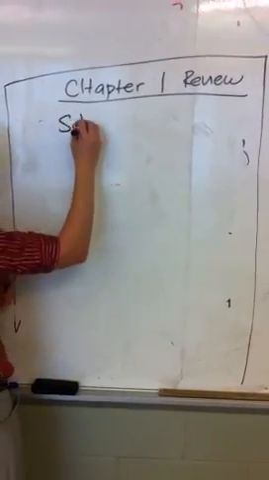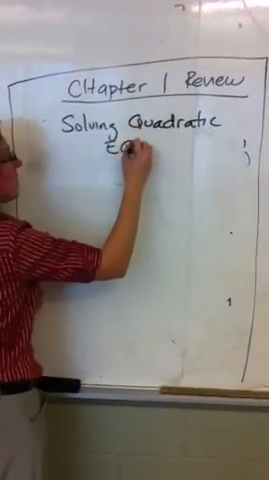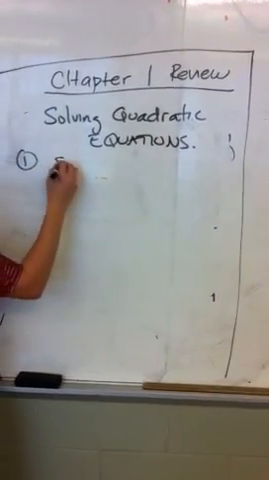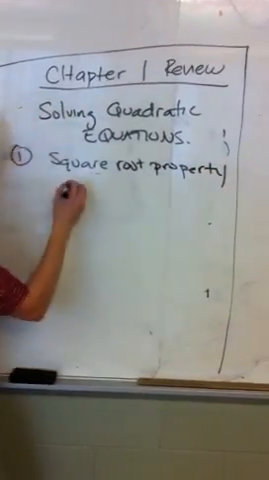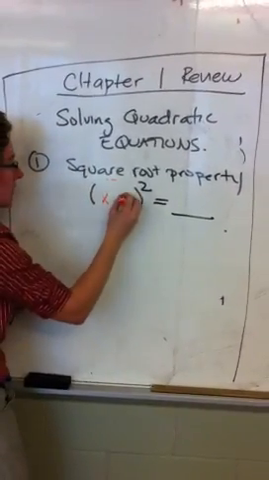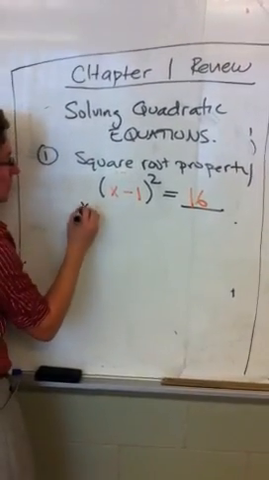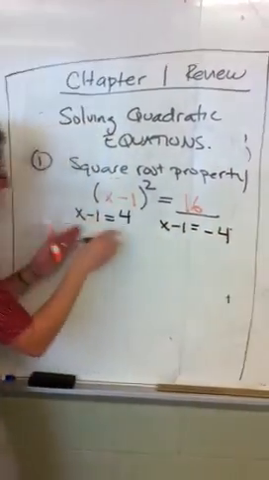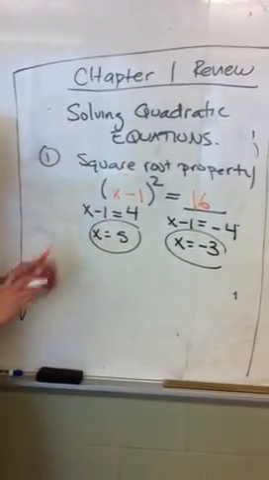We had 3 types of problems. The first was the square root property. And that was if we had something squared equals a number. For example, if we had x minus 1 squared equals 16. So in this case, you would do x minus 1 equals 4, and x minus 1 equals -4. Adding the 1 to both sides gives us 5 or -3. That would be the square root property.